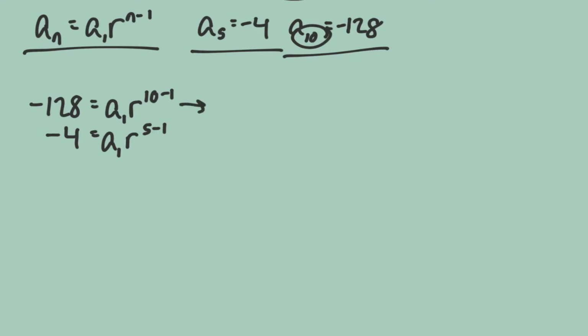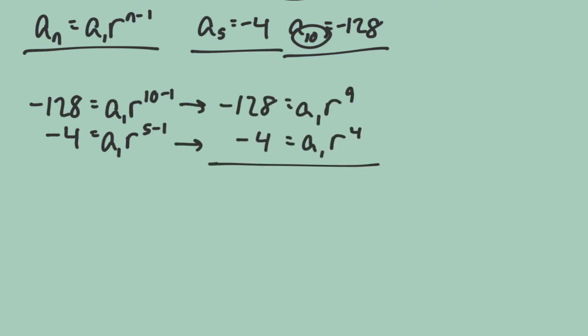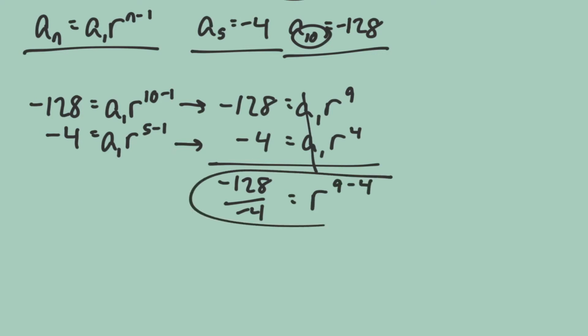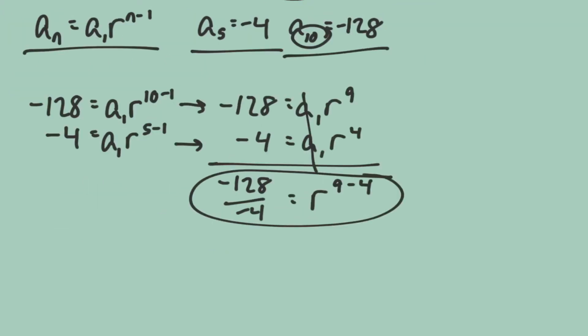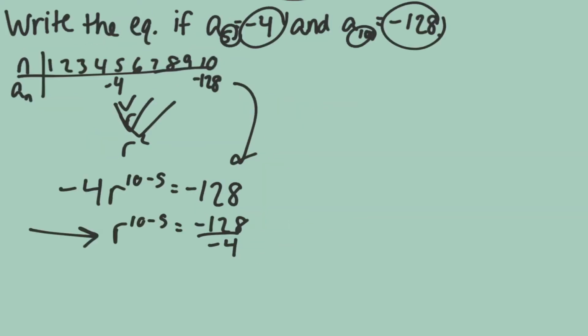So then first you can simplify both of those a little, and then you can divide these two equations. When you divide variables, you subtract their exponents, so 9 minus 4. Notice at this point, we're left with the same thing that we have here. Because in your next step, you could simplify -128 divided by -4 is 32, and r to the fifth. And same with over here, you get 32 equals r to the fifth. And now at this point, you can just continue to solve.